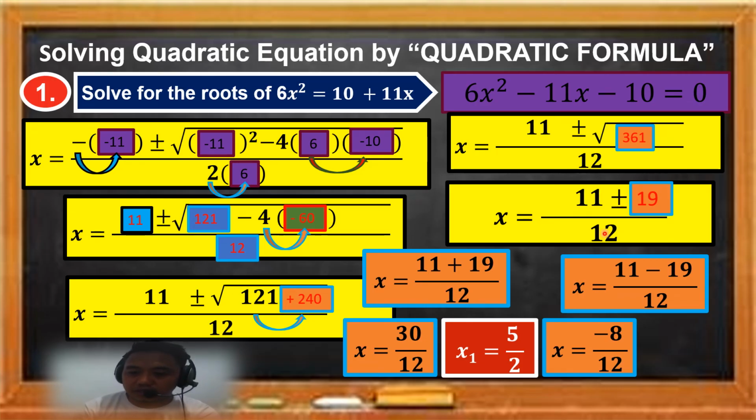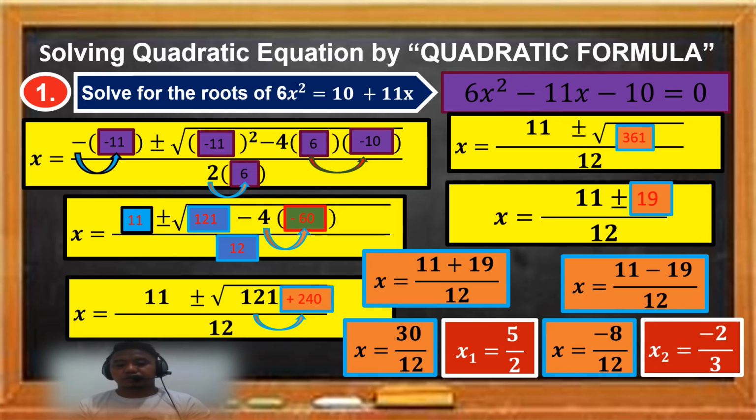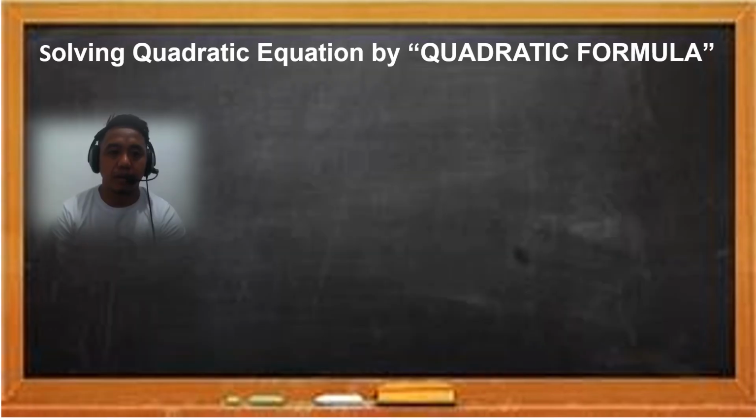Now this one, 11 minus 19 is negative 8, right? So negative 8 over 12. Reduce it to lowest terms. What is their GCF? 4. So negative 8 divided by 4 is negative 2, and 12 divided by 4 is 3, so negative 2 over 3 is our answer. Okay? And that is our example of solving using the quadratic formula. Okay, let's have another example.